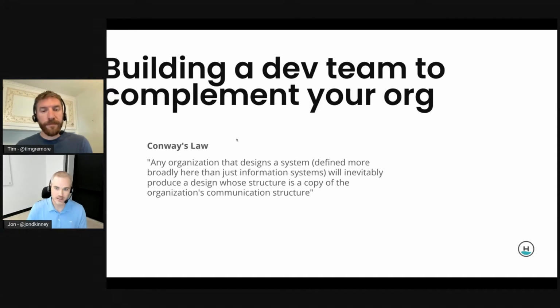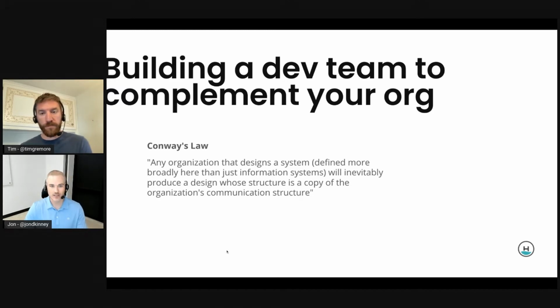So to start it off, we wanted to talk about building a dev team to complement your specific organization. And sometimes you just have to understand where your organization is at, and either very intentionally pick your battles and fight to get something worked out that's going to work well for you in the context of your organization, or just understand what your organization structure is and how things are set up so you know how to be most successful in that existing system.